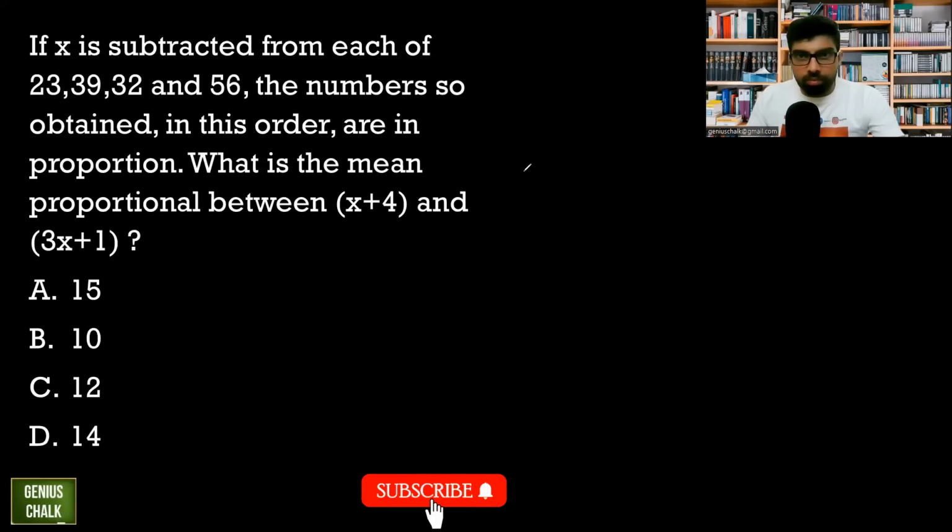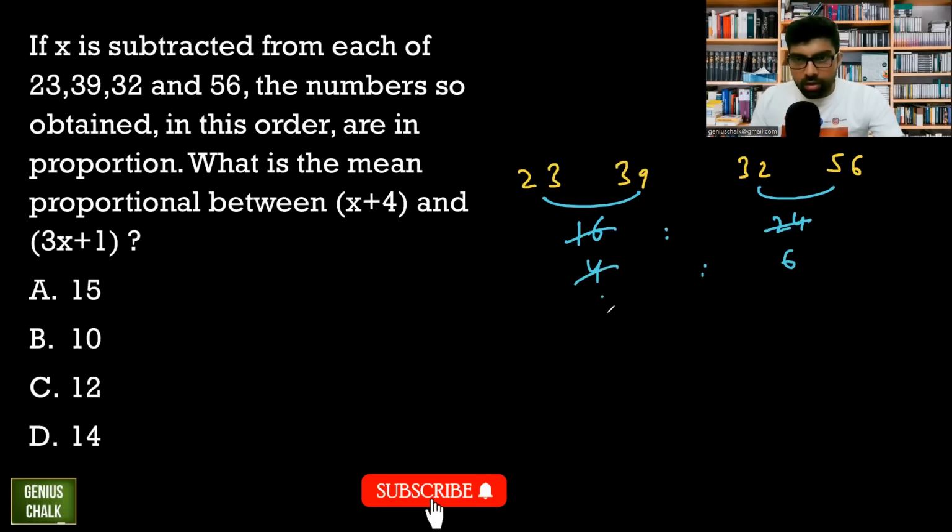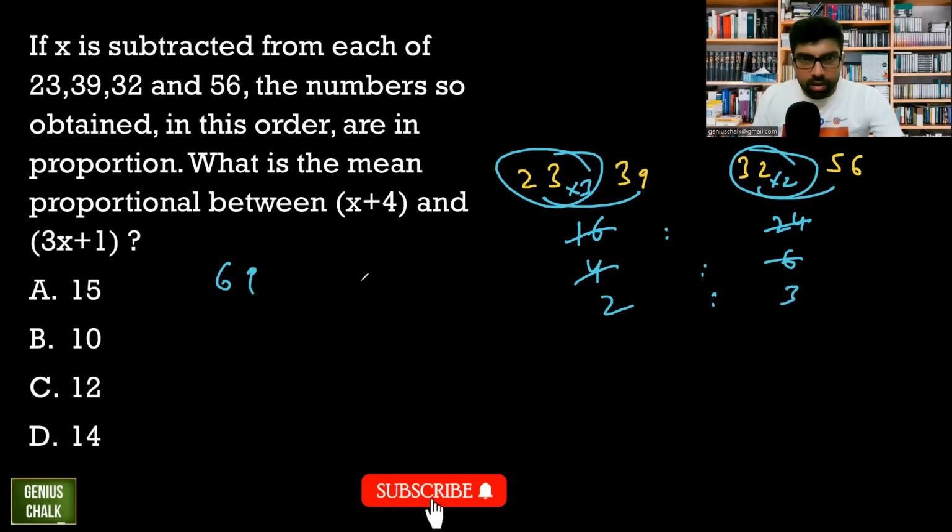Fine, let's try the same. 23, 39, then 32, 56. Let's find the difference first. So the difference is 9 minus 3, 6. It is 16 and it is 4. It is 24. What is the ratio? 4 4s are 4 6. It is 2:3. So multiply this by 3, this by 2. So how much? 69, 64.